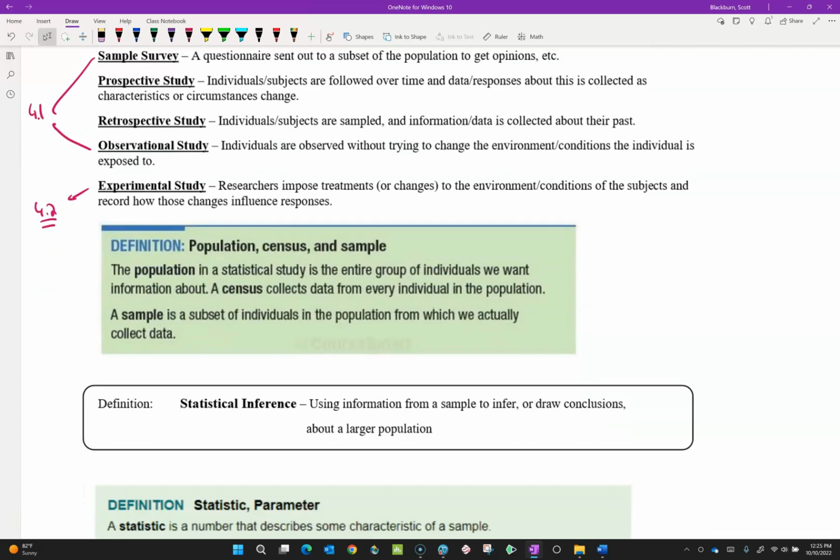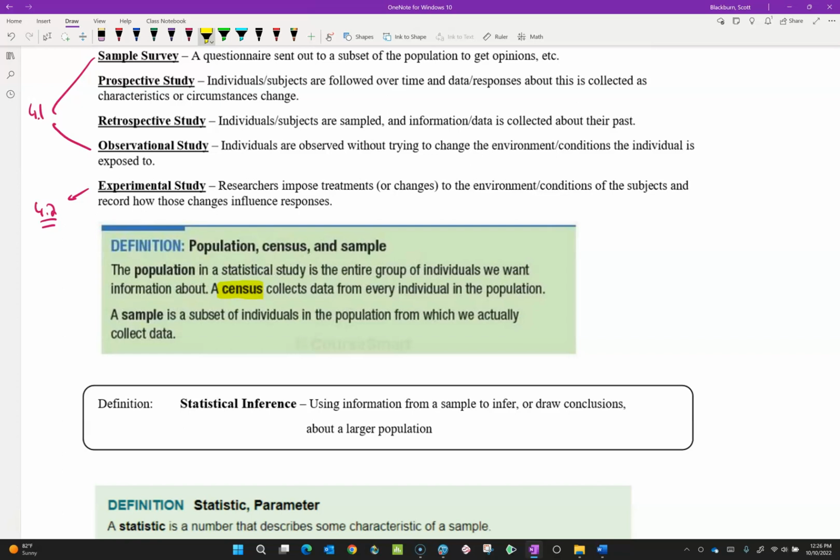The population in a statistical study is the entire group of individuals we want to learn information about. So the population would be every subject of interest. A census is a data collection where we collect from every individual in the population. You've probably heard the word census. Every 10 years the US government tries to do a census, but of course they don't survey everybody. Some people are surveyed more than once, and a lot of people, like homeless people and minorities, are not surveyed at all. But they try to do a census. A census is where you collect data from every single person, a true census.